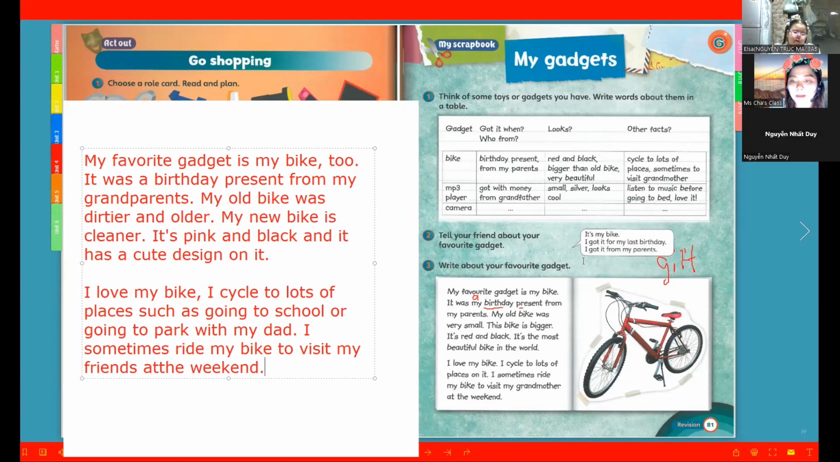All right, talk about what you have just made one more time. My favorite gadget is my bike. It was a birthday present from my grandparents. My old bike was dirtier and older. My new bike is cleaner. It's pink and black and it has a cute design on it. I love my bike. I cycle to lots of places such as going to school or going to the park with my dad. I sometimes ride my bike to visit my friends at the weekend. All right, so that's it for that one about gadgets.